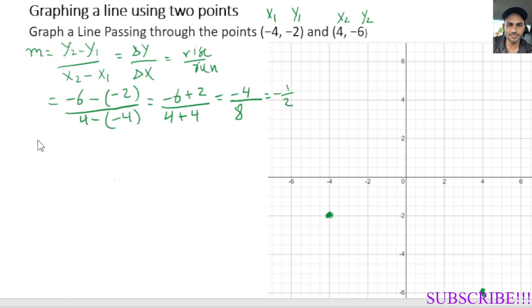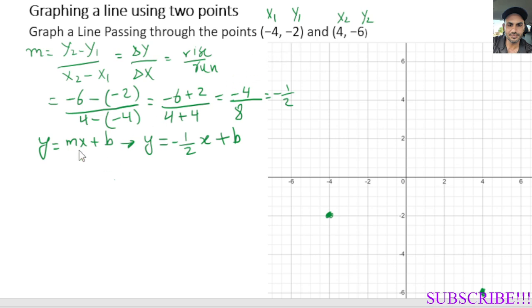Now we can plug this into our equation, which is y equals mx plus b. And then go ahead and make a substitution for m, which is -1/2, which we just calculated, x plus b. Now we have to find what b is. To find the b, we need to use one of these points and solve for the b, because once we use one of these points, then we can plug in the x and the y value into this equation and solve for b. So let's go ahead and do that.